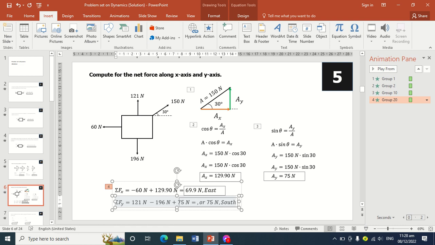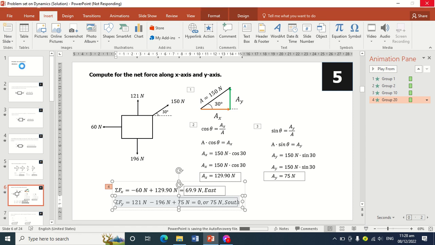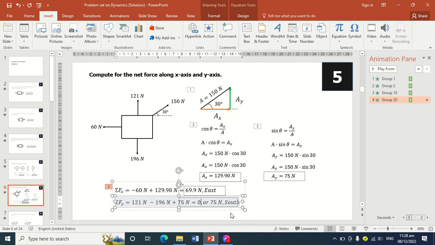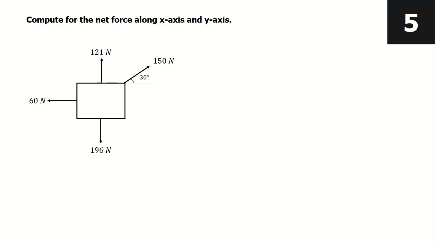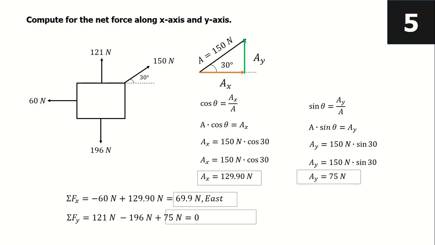So the net force along the y is actually equal to 0, which works out since this gives us a conclusion that the object is accelerating to the right only, since we have a net force of around 70 newtons, or 69.9 to be exact, along the east. So the object will be accelerating to the east.